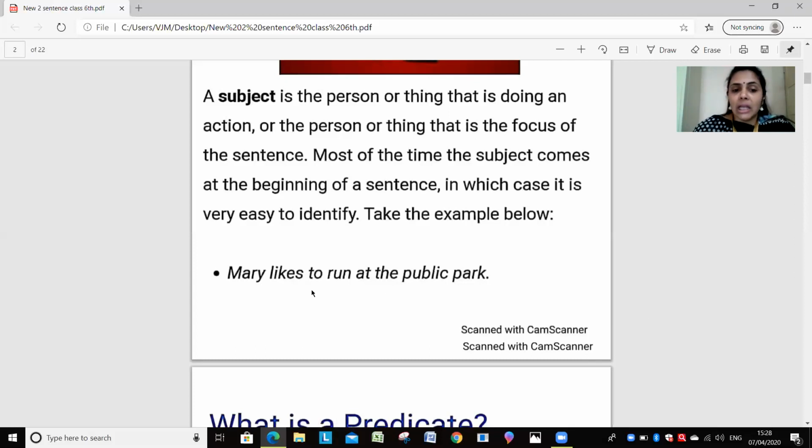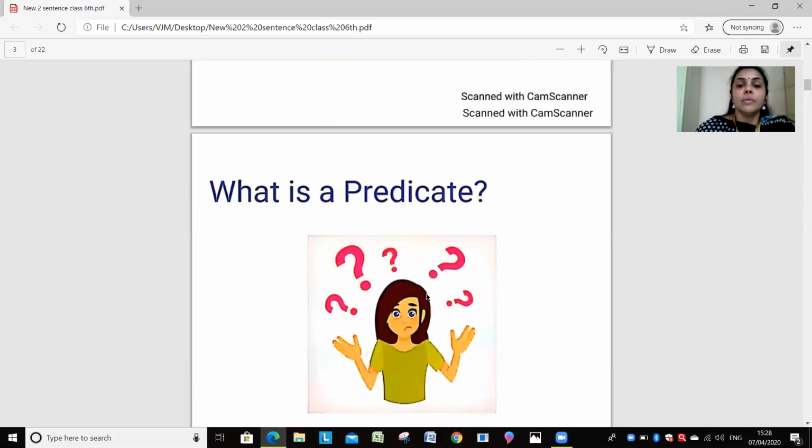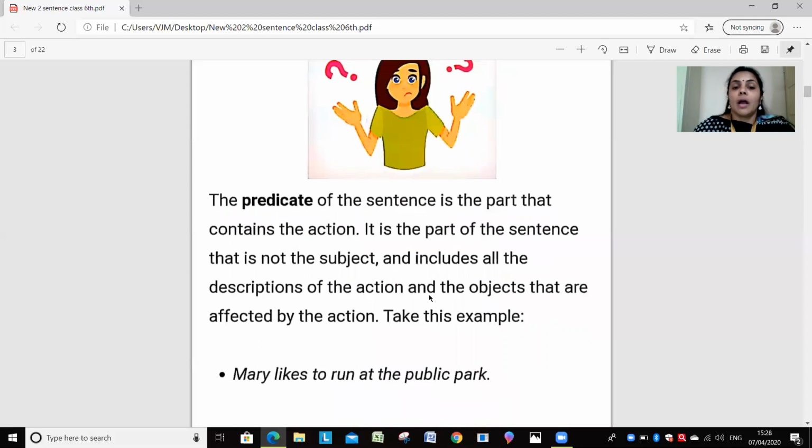Now let's see, if Mary is a subject, then what is a predicate? Looking at so many questions here in this picture. Okay, so predicate. Which part of a sentence is a predicate? A predicate of the sentence is the part that contains the action. This is again a very important thing. I told you before that a sentence cannot be termed a complete sentence without its verb. Verb has to be there. It could be auxiliary, it could be action, but verb is the most important part of a sentence.